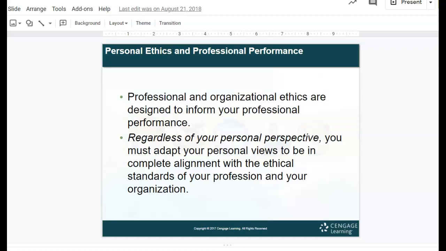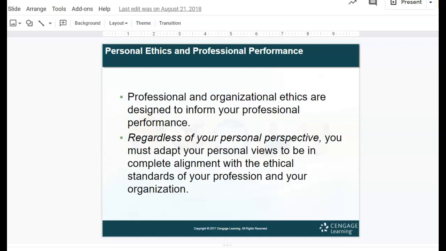So professional and organizational ethics are designed to inform your professional performance. These are systems of assessment, basically, to ensure that all employees are meeting the professional performance and personal ethic requirements of that facility. Regardless of your personal perspective, you must adapt your personal views to be in complete alignment with the ethical standards of your profession and your organization.